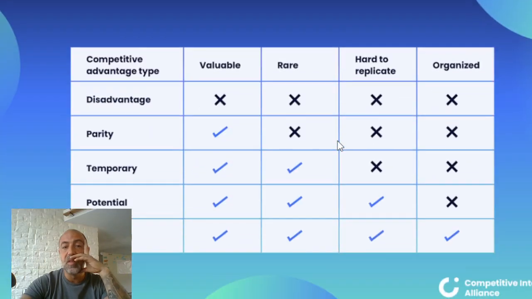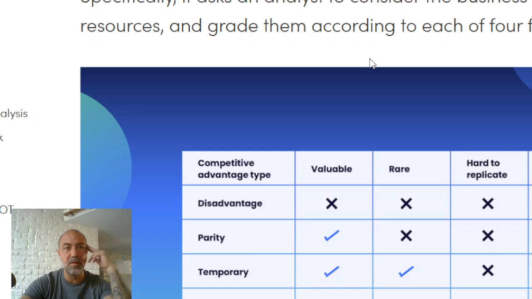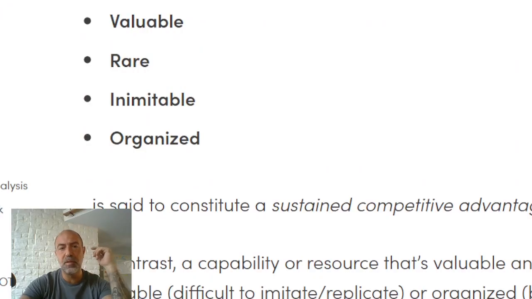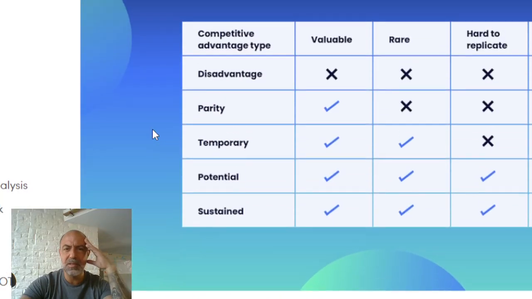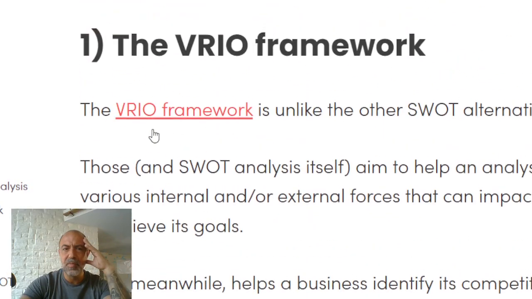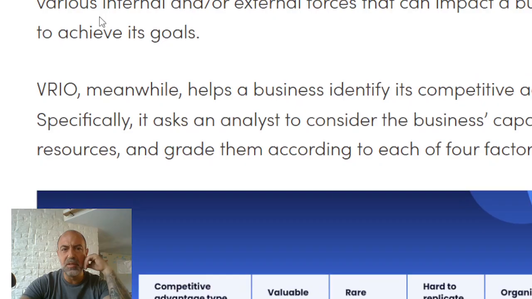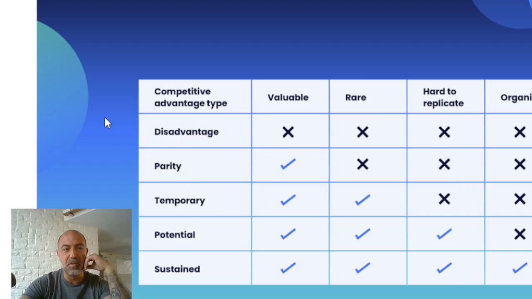All right. Valuable, is it valuable? Is it rare? Is it hard to replicate? And is it organized? I think that's VRIO. Valuable, rare, imitable, inimitable. What is this, inimitable? Imitatable, right? Whatever.